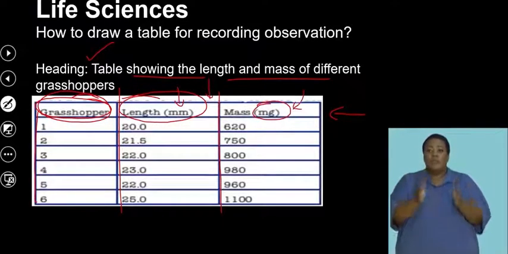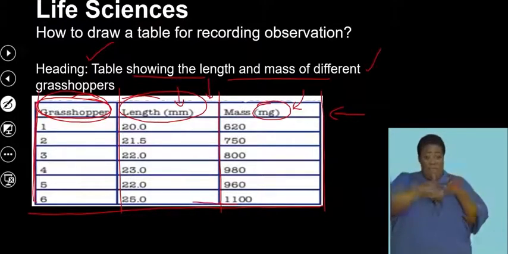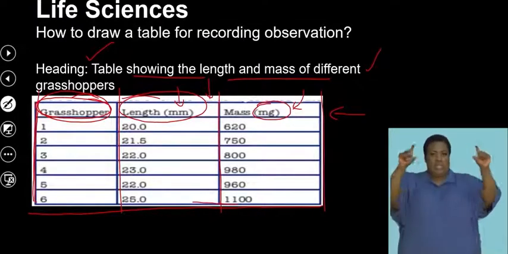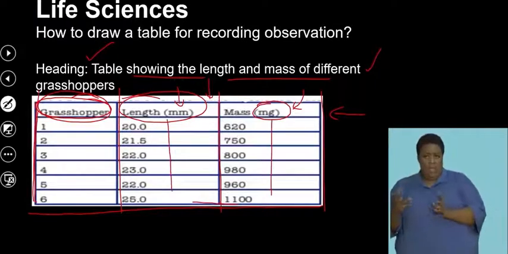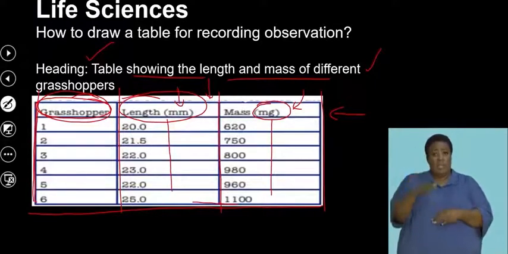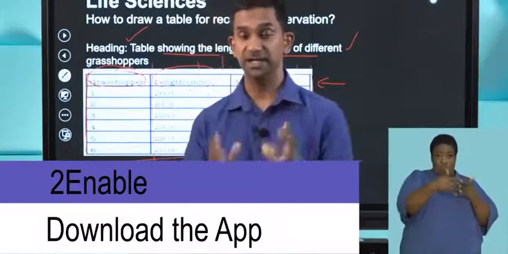And I've prepared that in a table where I have complete borders that are clearly outlined, and I've given this table a clear heading. So in short, we've presented information around 5 different grasshoppers that have been measured, their lengths and their mass, in a table that makes that information more accessible and easier to look at. And so we've looked at how we present that information in a table.